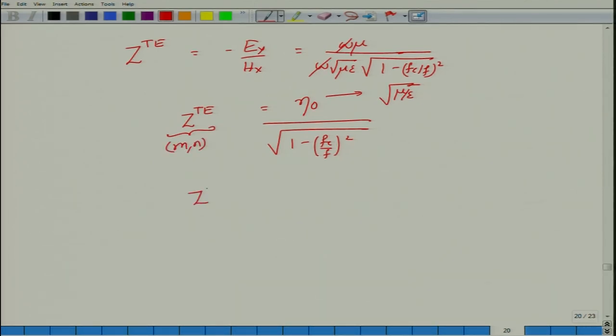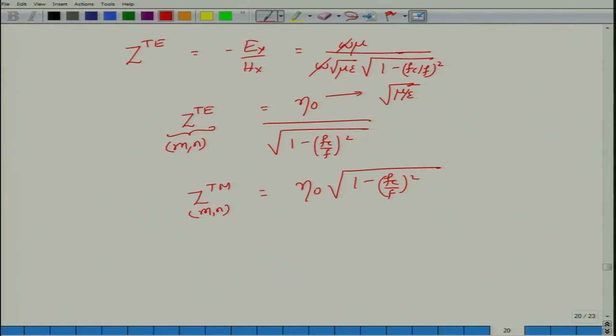Of course, I will not show you this, but the impedance for the TM case will actually be eta 0 into square root of 1 minus (fc by f) whole square. So, in fact, if you measure the TE impedance and TM impedance, you can actually measure the free space impedance eta 0.